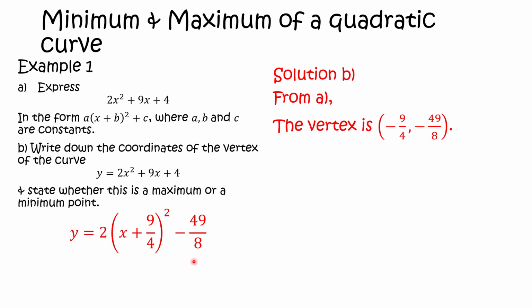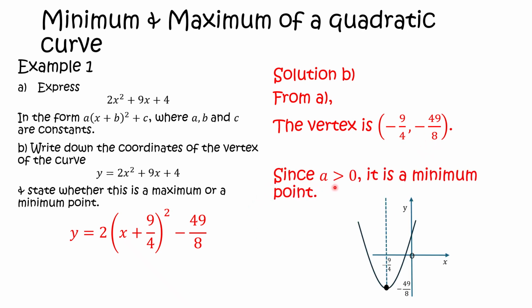So in this case, we are going to have our vertex rather as minus 9 over 4 because that has to be a negative. Then the k remains the same. And since our a is greater than 0, it is a minimum point. So as a sketch, we have it in the diagram over here. This is what we looked at in case 1.